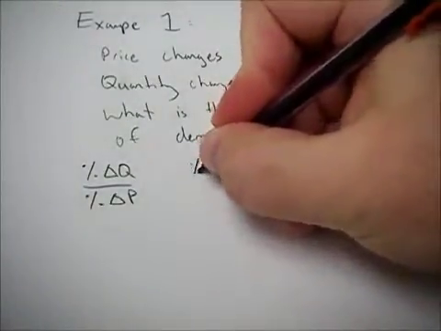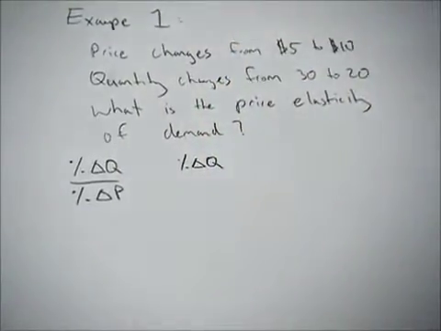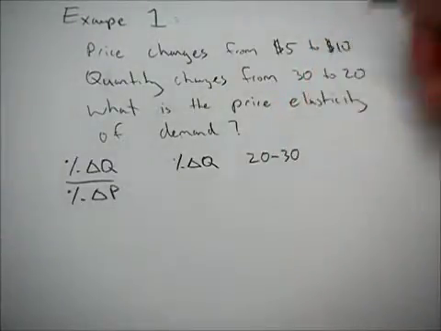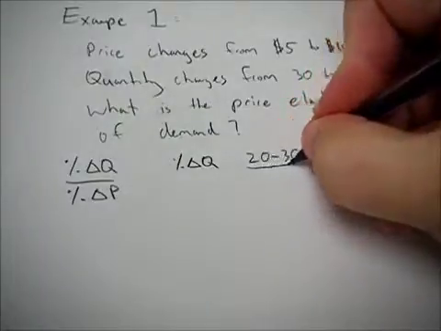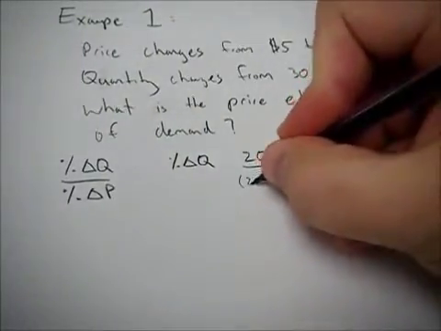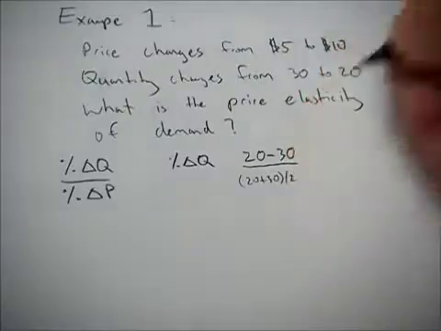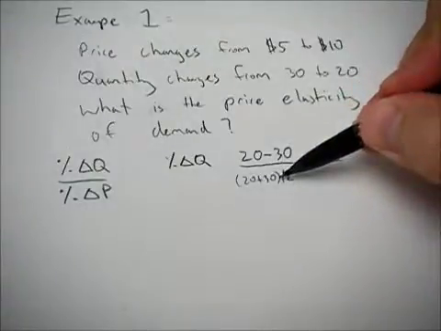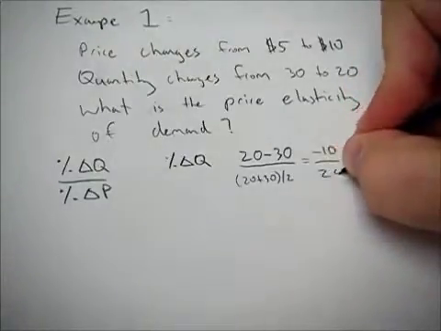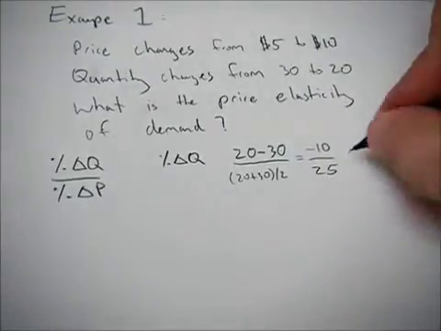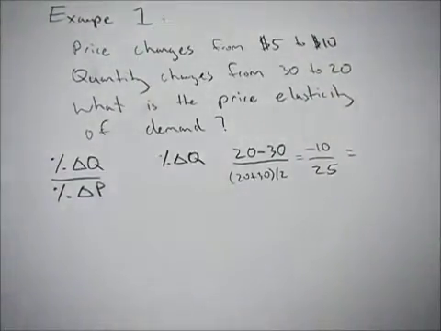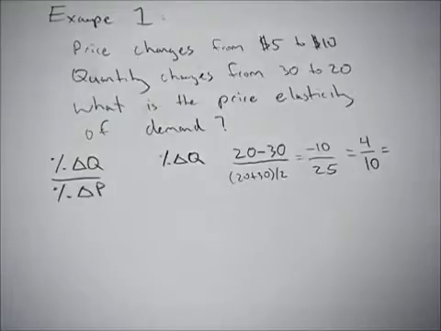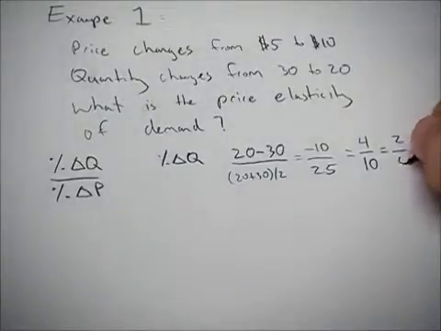So first let's do the percent change in quantity. We take our ending quantity, or 20, minus our beginning quantity of 30. Then we have to find what our average quantity is. So 20 plus 30 divided by 2. This gives us negative 10 over 20 plus 30 is 50 divided by 2, or 25. And this can also be written as 4/10, or if we divide each of those by 2, you can get 2/5.